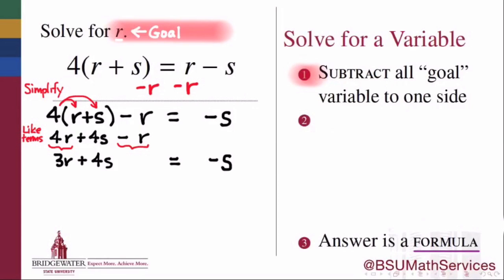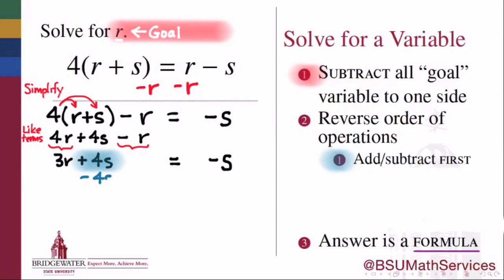Our equation is now made up of two completely simplified expressions, one on the left, 3r plus 4s, the other on the right, minus s. Now our job is to finish getting the r by itself. To do that, just like in solving any other kind of equation, we'll reverse the order of operations. First, looking for any addition or subtraction that we can do to both sides of the equation to remove some of the arithmetic that's surrounding our goal variable r.